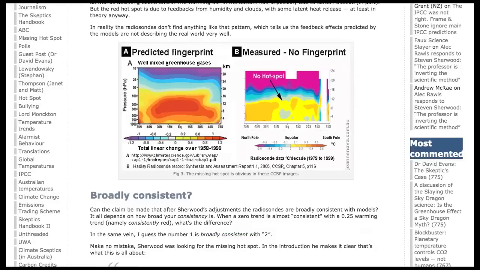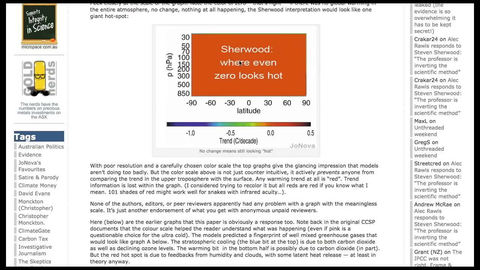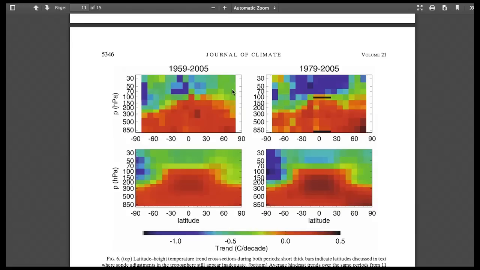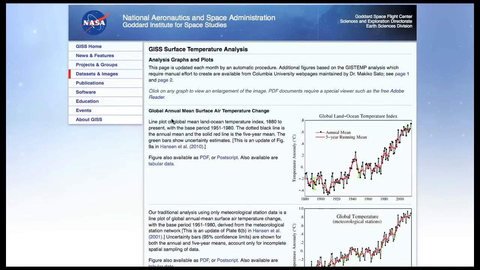It's literally the coloring, and as is noted here, the Sherwood paper, where even 0 looks hot. I mean, it's grade school level stuff, just changing the scale and changing the colors to make it look like there's a hotspot when there isn't. And speaking of which, let's throw in another example of that, because, well, this is too much of a topic to possibly broach in this video, so I will make an entirely different video just about the concept of global average temperature and how it is calculated.